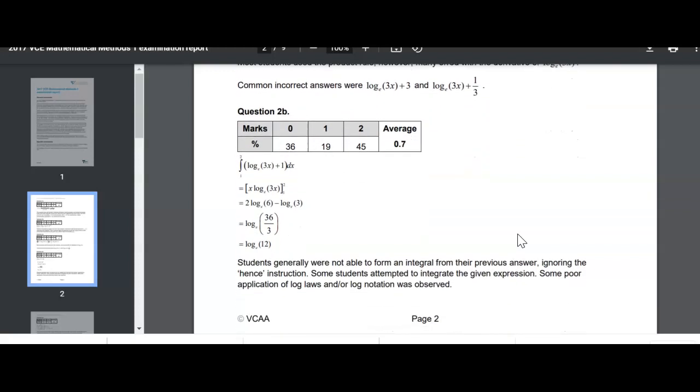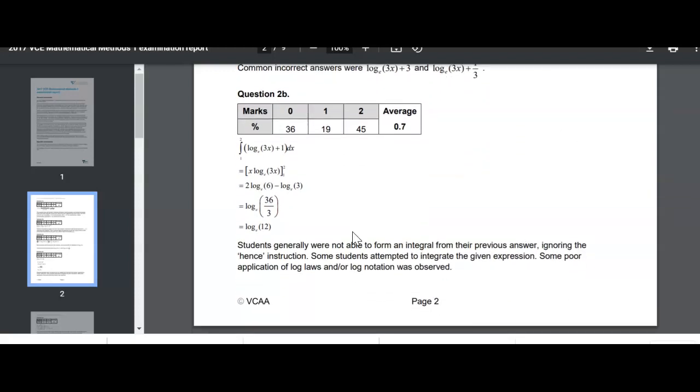So in part 2b, you can see their working, which is pretty similar to what I did. This wasn't a hard integration by recognition question because your integral was the same as the derivative, so we didn't have to do any manipulation. So 45% of students got 2 marks. So I think quite an easy question was done quite poorly.